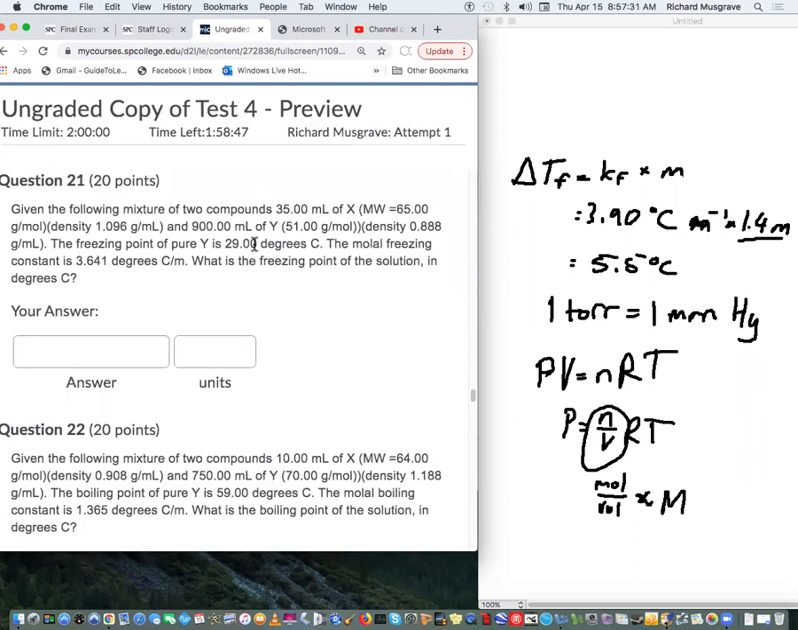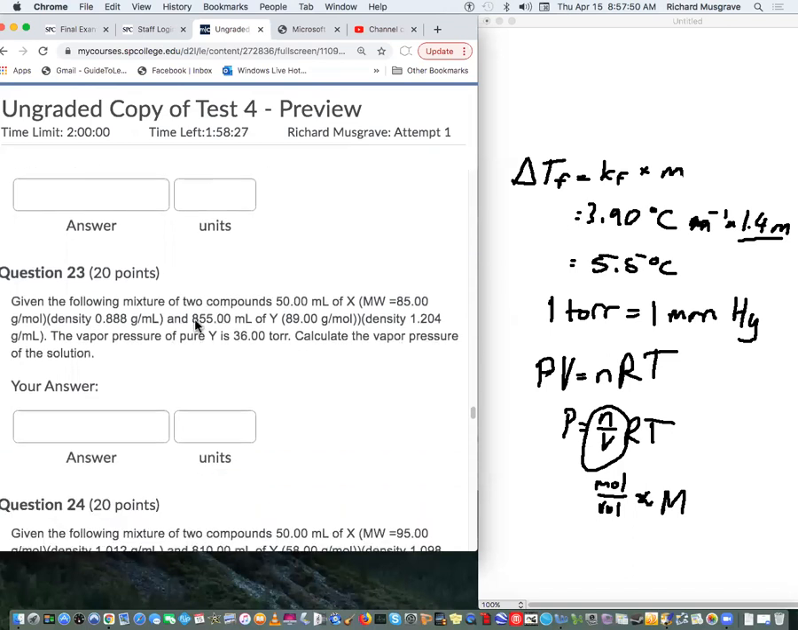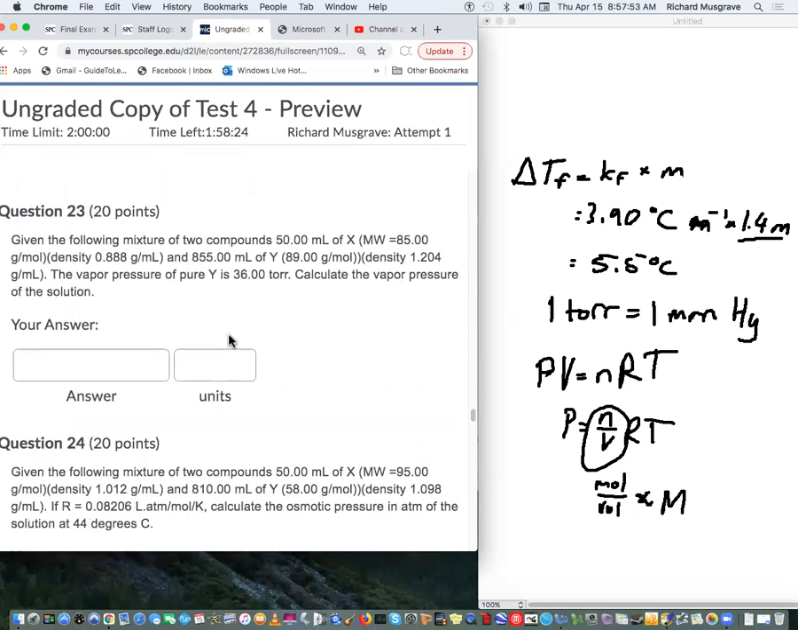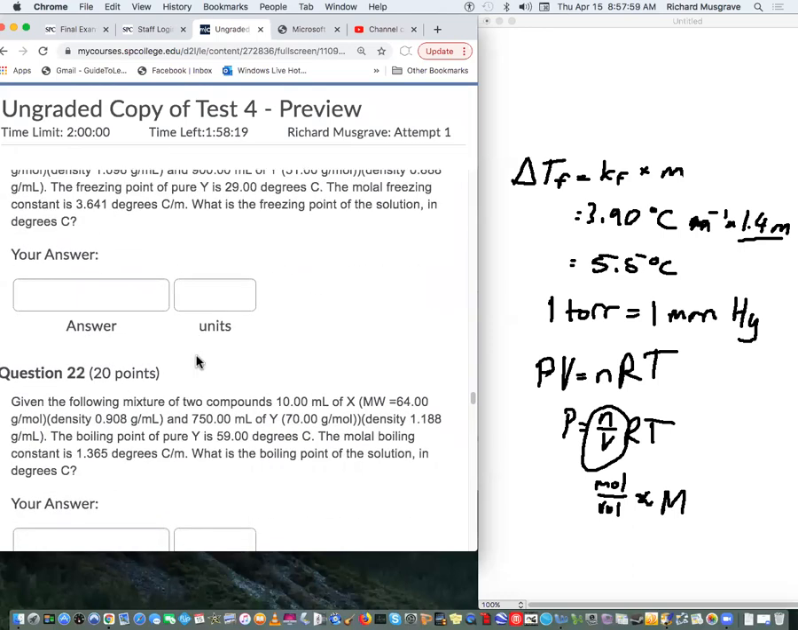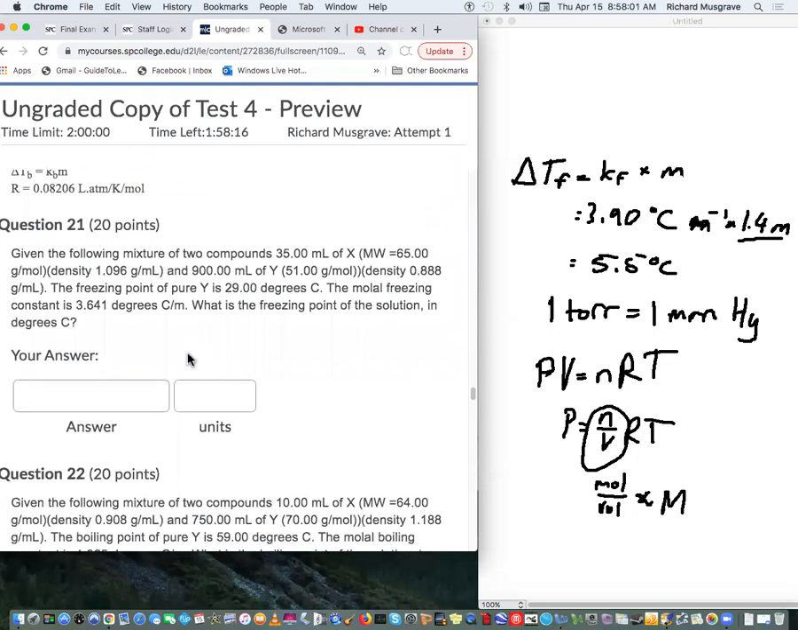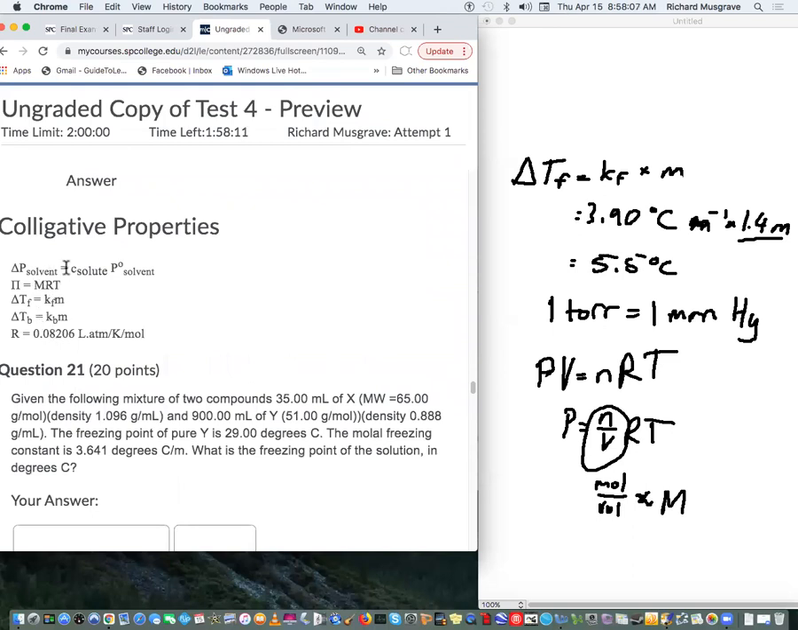So those are just done the same way as we've been talking about. And colligative properties, where you're given, again, something you have to find the molality of, and then you need to find the final freezing point of the solution. Do the same thing for boiling point, and the same thing for vapor pressure, and the same thing for osmotic pressure. So for questions 21 and 22, you're looking for molality. You are given the formulas up here. You can see them here.